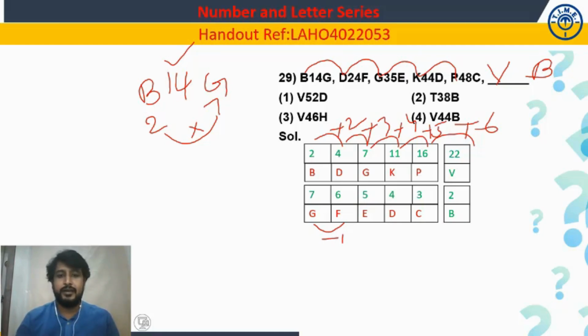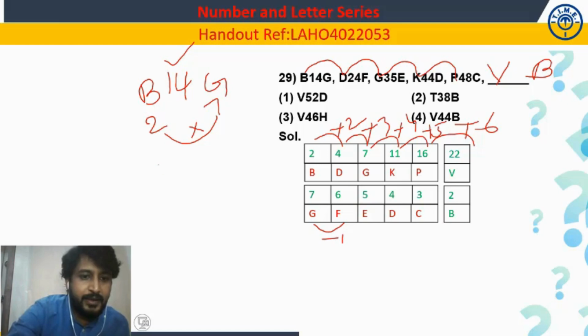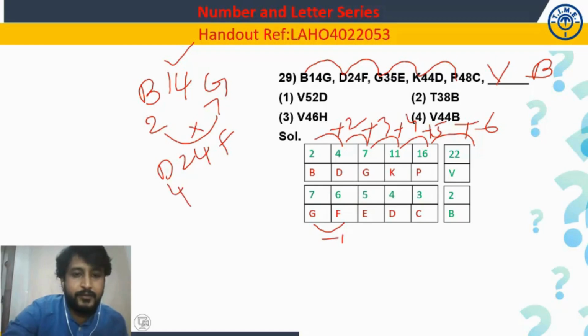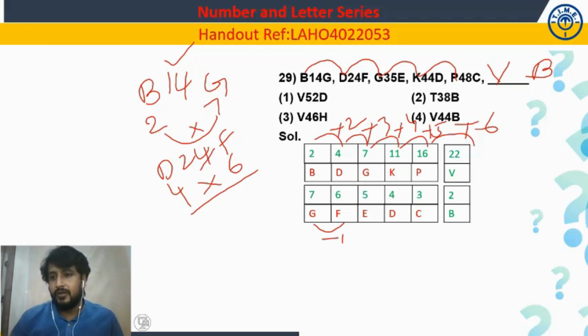to the given number. If you want to check it, D24F. D's place value is 4, F's place value is 6. 4 into 6, 24. Perfectly matching. Now similarly, V's place value is 22, B's place value is 2. So 22 into 2, 44. So my answer should be V44B. Choice 4.